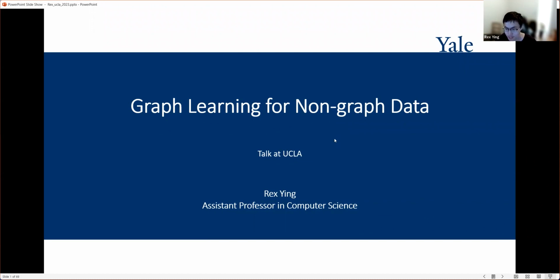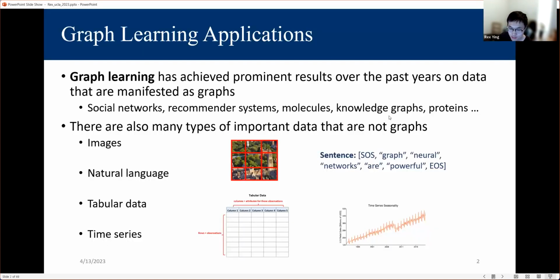Okay, so the title of the talk is graph learning when applied to data that is not directly related to a graph structure. We've already seen a lot of success in graph learning, achieving prominent results over the past few years on data that can be expressed directly as graphs. Examples are social networks, recommender systems, molecules, knowledge graphs, proteins, and many other things. People have made a lot of progress in GNN architectures, modeling, transfer learning, AutoML, and many different aspects of graph learning.